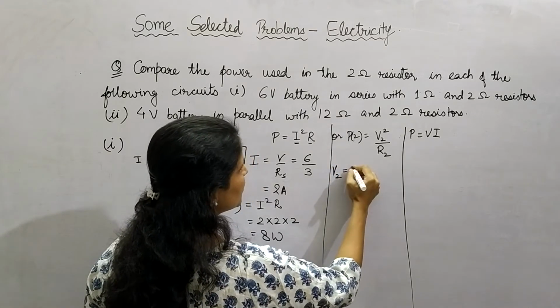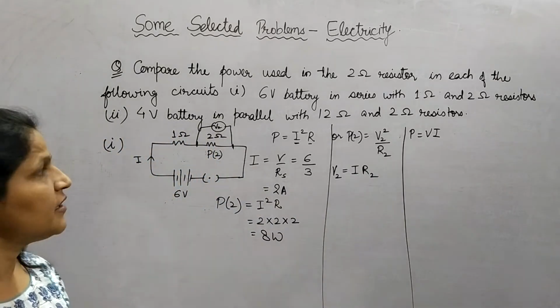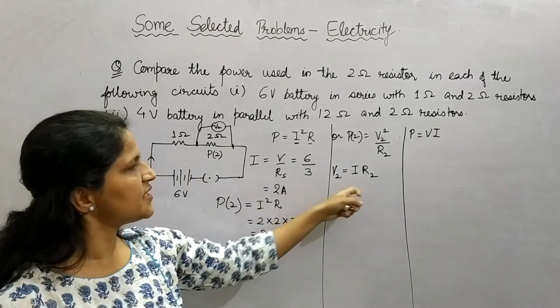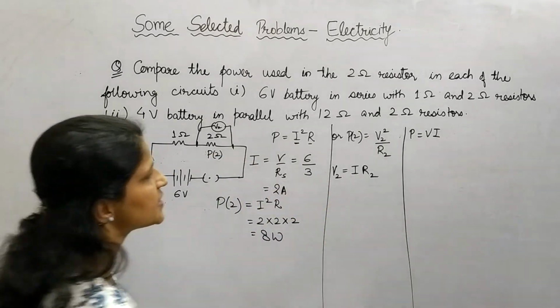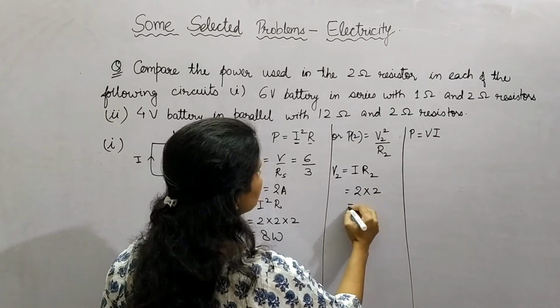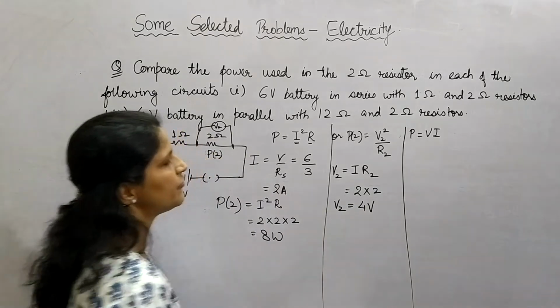V2 must be equal to I R2. Ohm's law says that V is equal to IR. This value of V2 will be the product of current flowing through the resistance and R2, the value of resistance. I is 2 ampere here, resistance is 2 ohm. So this gives me that potential drop V2 must be equal to 4 volt.